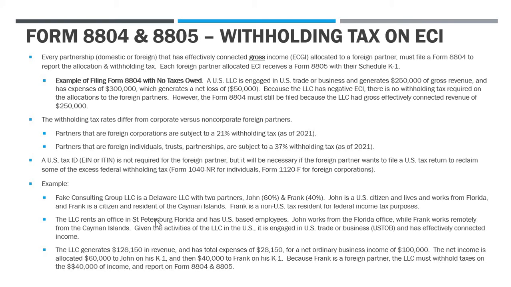So let's look at our example here, and then we'll start looking at the 1065 and the 8804. So in our example here, we have Fake Consulting Group LLC. It's a Delaware LLC, and it has two partners. We have John, who owns 60%, and then we have Frank, who owns 40%. Now, John is a U.S.